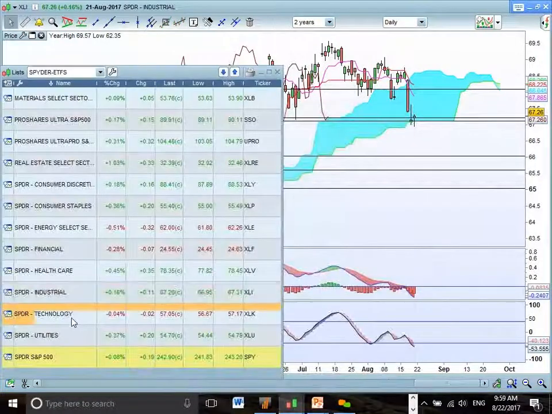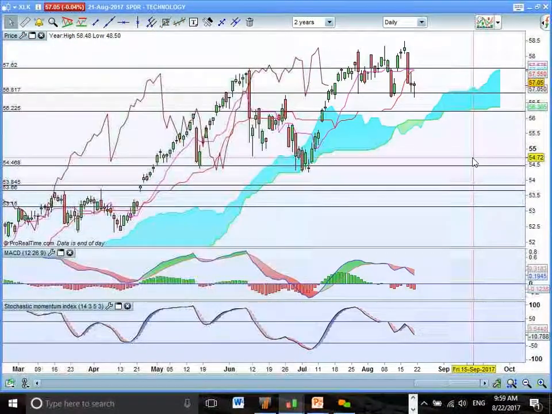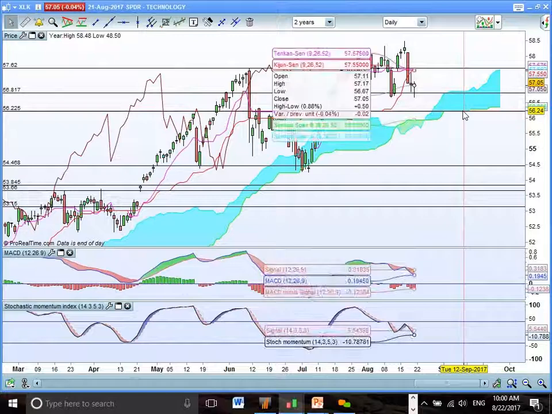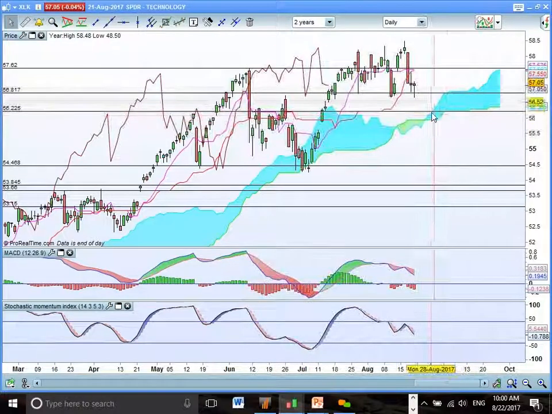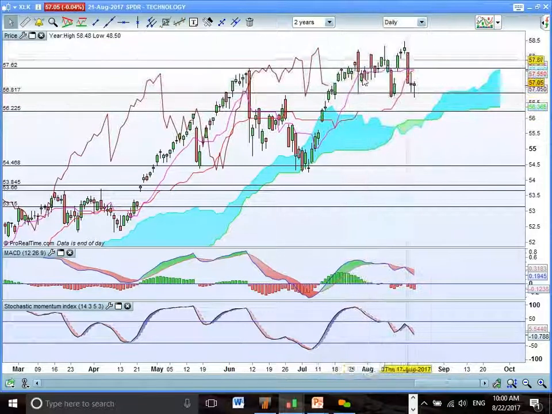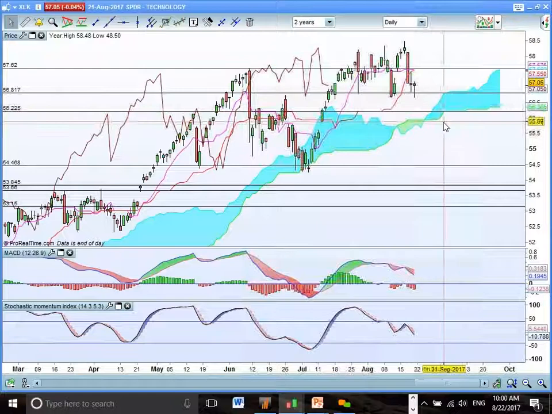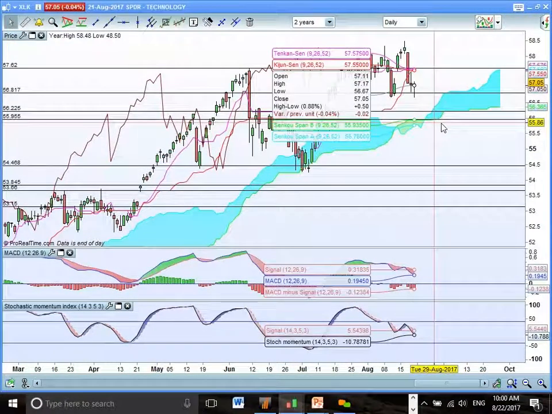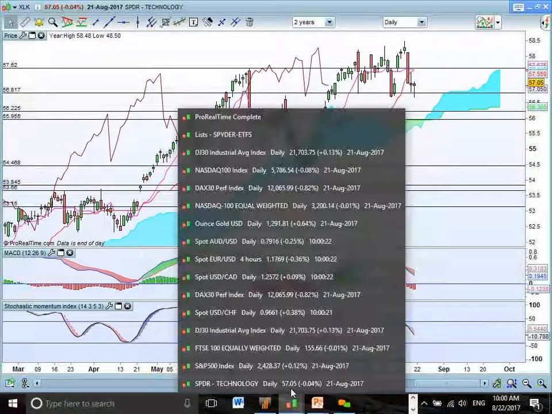Next instrument, technology, XLK. To test the front cloud support level, but there's downside risk to the 56.24 level, and then I would be a buyer for a potential rebound at that level. This is acting very much like the NASDAQ at the moment, so downside risk is towards the 56.22 and this level here at 55. Closer to see if we'll see a potential rebound at that zone.